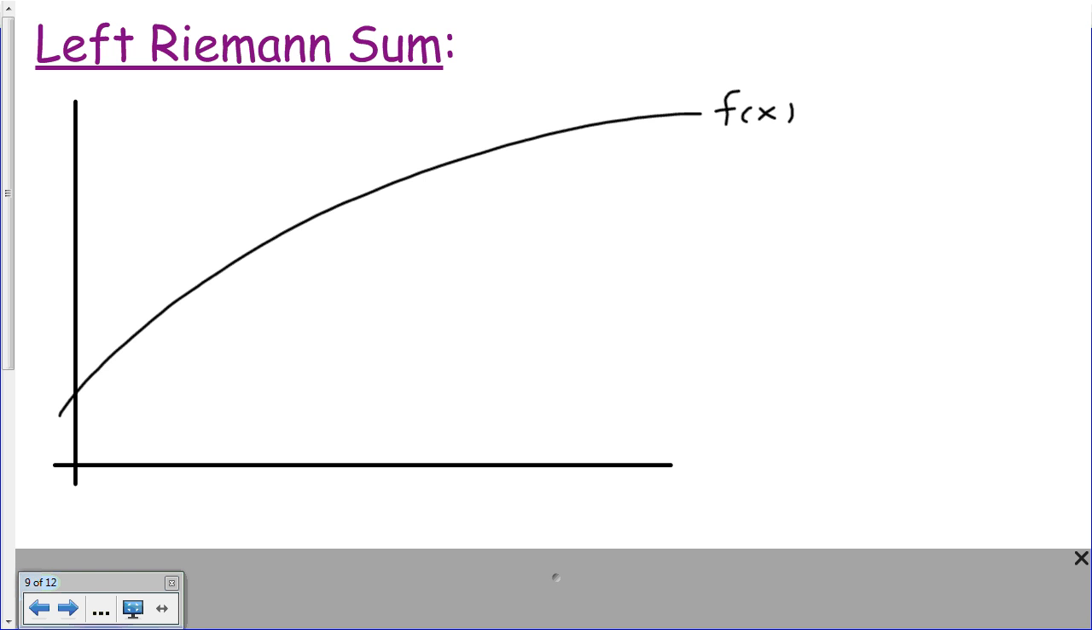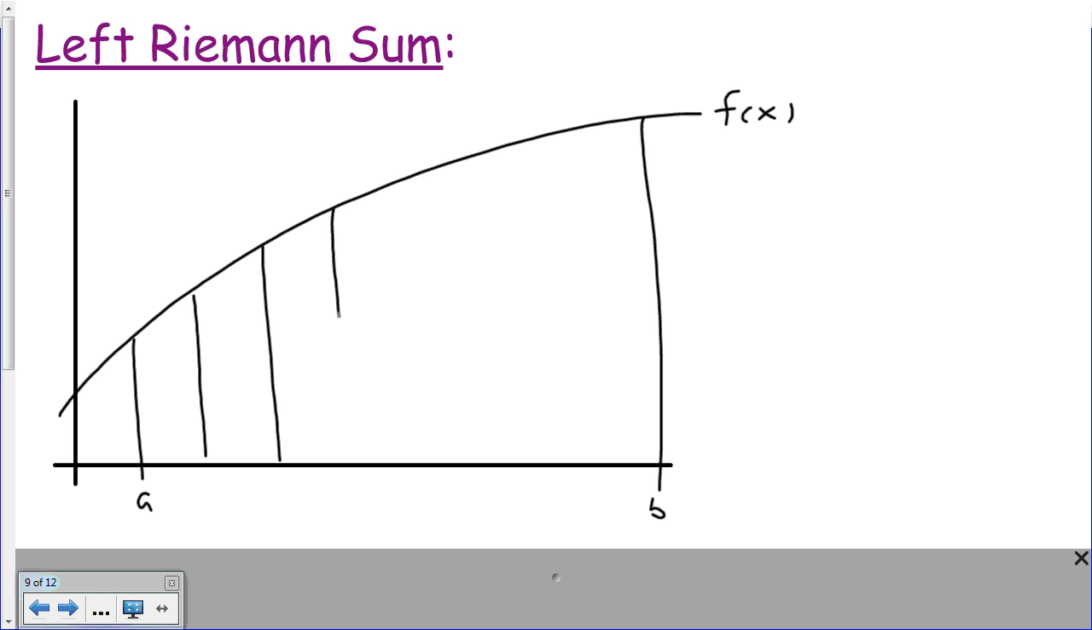We'll call this f of x, and we'll make some interval here from a to b. Let's split this up into a couple of subintervals. I won't worry about sketching all these, so I'll just say dot, dot, dot, all the way up to the very last subinterval. Again, we're going to pick this sample point in each subinterval, in this case on the left side of each subinterval, to determine the height of our rectangle.